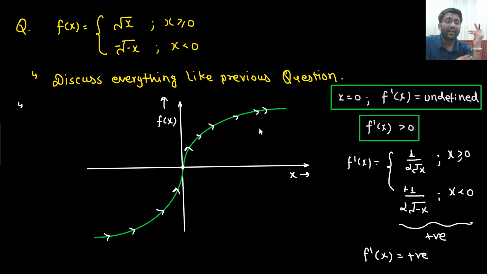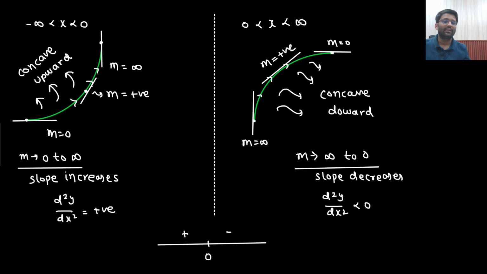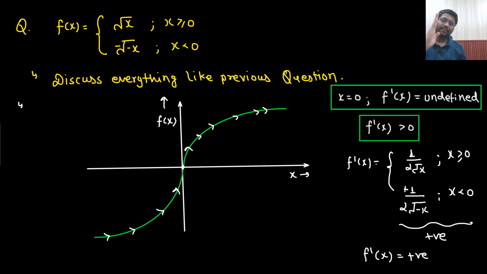Very simple thing. But f double dash x, do you really think that, sir, this f(x) is given, so I will find out f double dash x, then I will talk about it? No. I will just see f(x), I will draw the graph, and I will comment on f double dash x as well. That slope increases, slope decreases. Increasing slope, decreasing slope. d2y by dx2 is negative. Sorry, d2y by dx2 is positive here, and then it is negative.